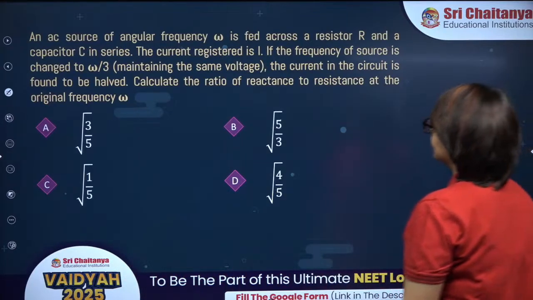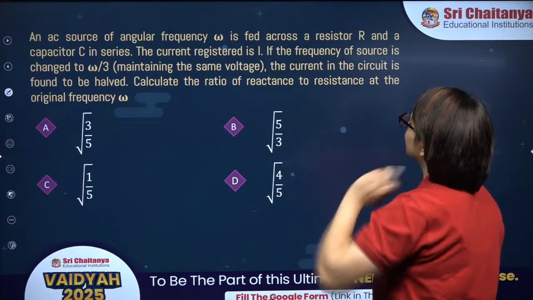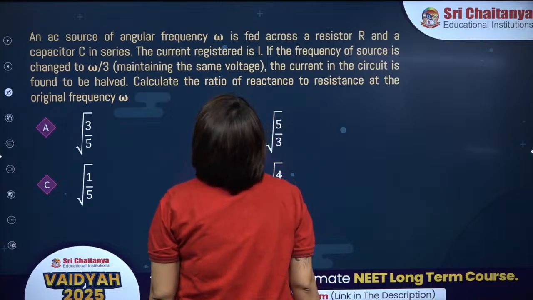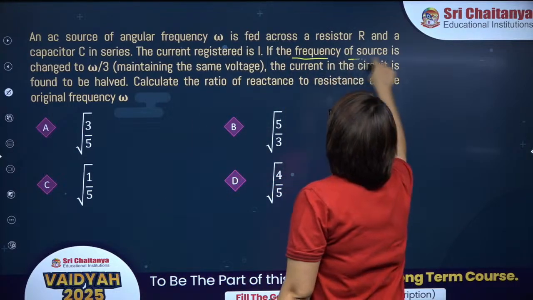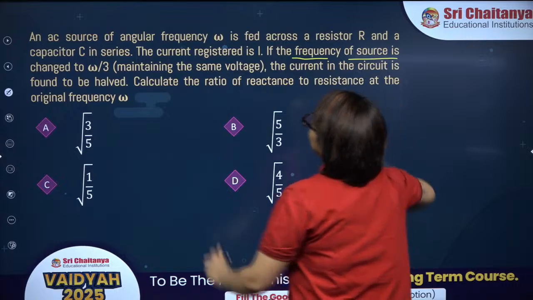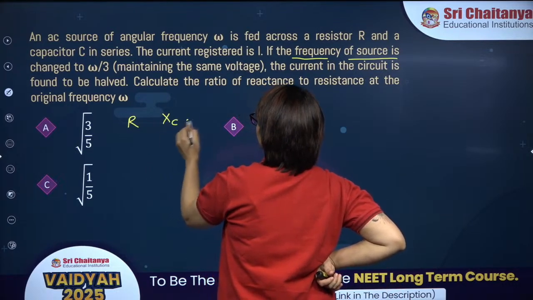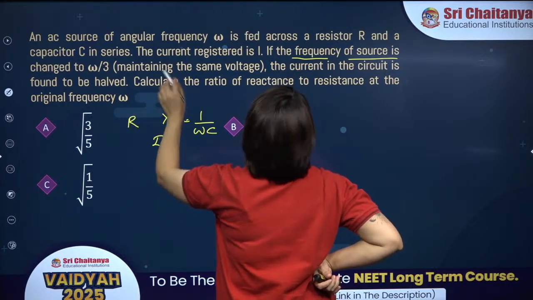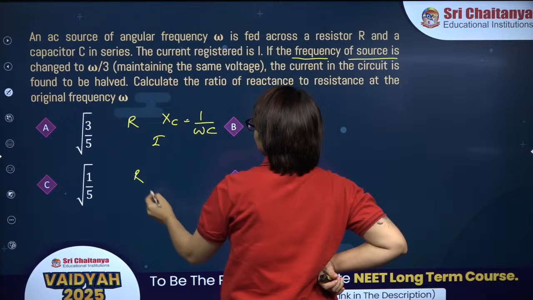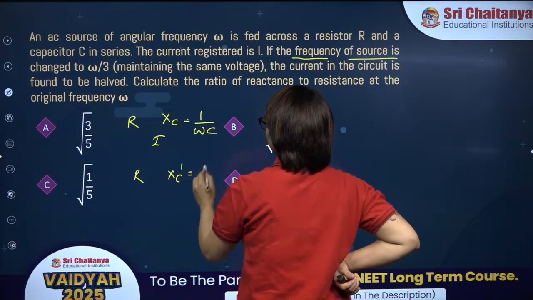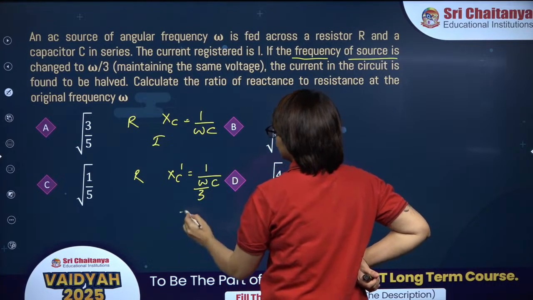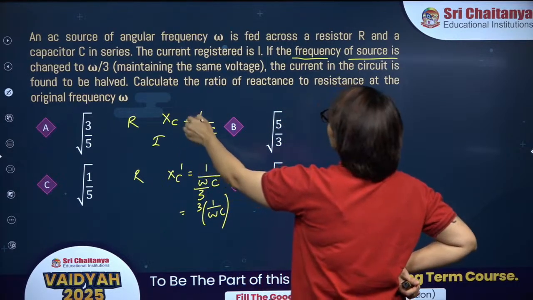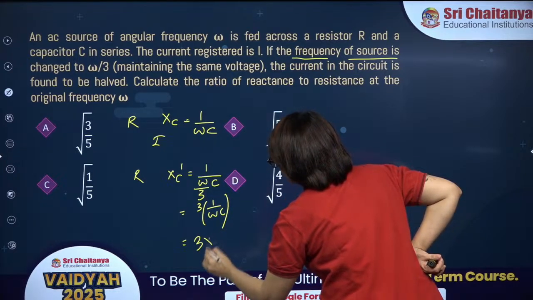Chaliye. Next is this one. An AC source of angular frequency omega is fed across a resistor R and capacitor C in series. The current registered is I. So resistance is R, XC will be 1 upon omega C. Now if the frequency of the source is changed to omega by 3, the resistance will be the same, but XC dash will be 1 upon omega by 3 into C, which is 3 times 1 upon omega C. 1 upon omega C is nothing but the old capacitive reactance, so it is 3 times XC.